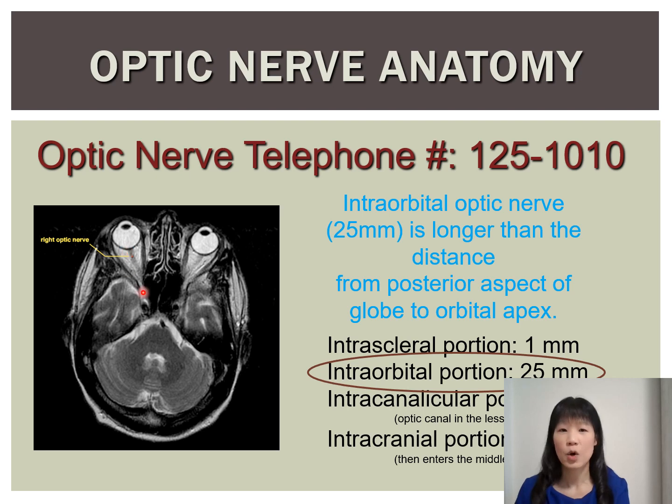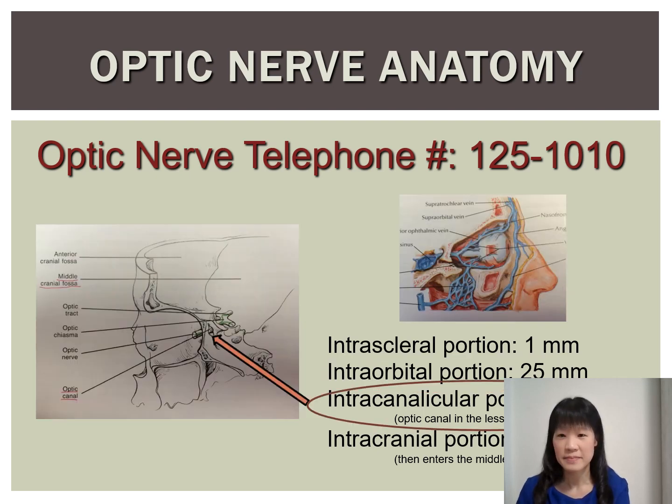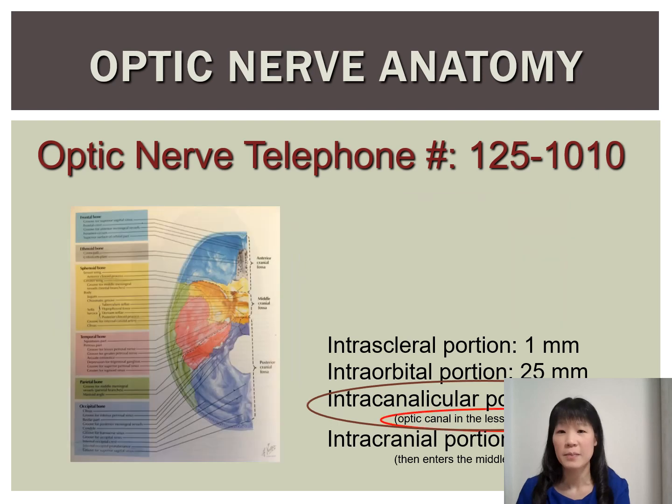Now, luckily for us, the optic nerve here is longer than the distance from the back of the eye to the orbital apex, because again, like an extension cord, it's nice if it's a little longer than it needs to be, because if anything pulls on the optic nerve, like thyroid ophthalmopathy or some kind of lesion in the orbit, it's nice if when the optic nerve is on stretch, it doesn't snap.